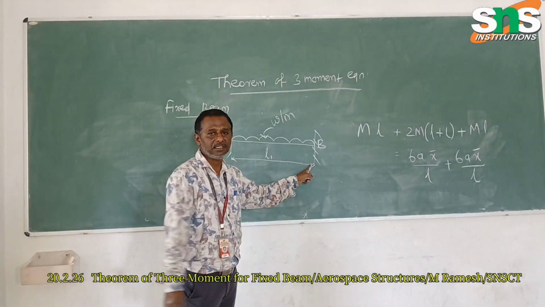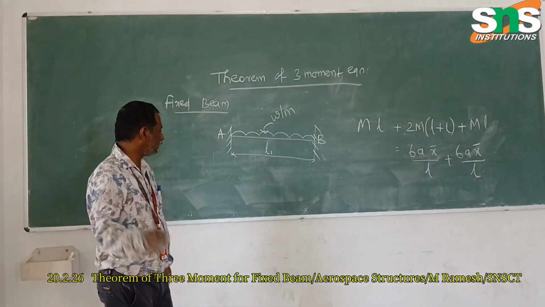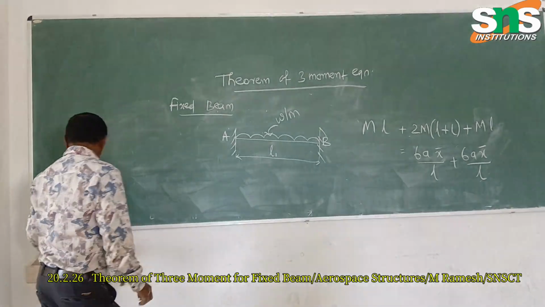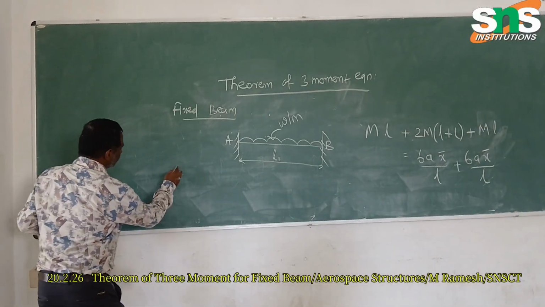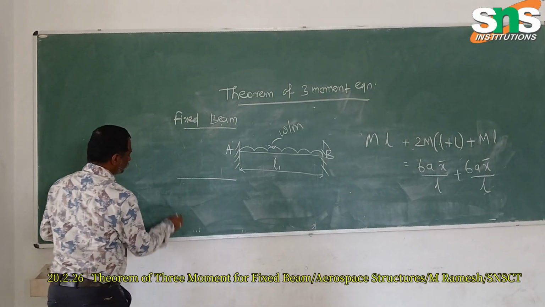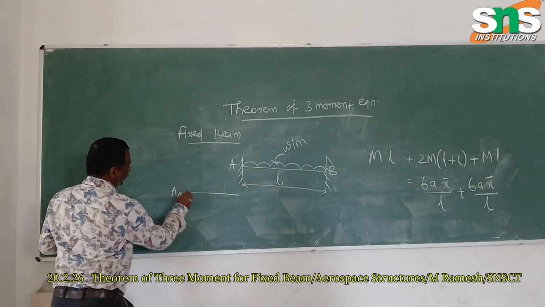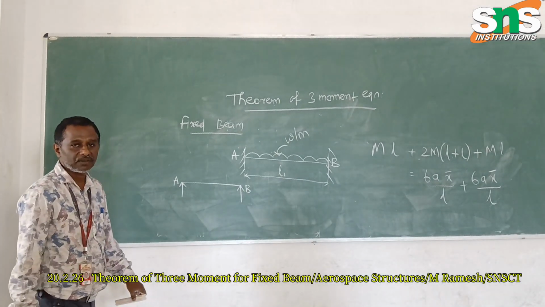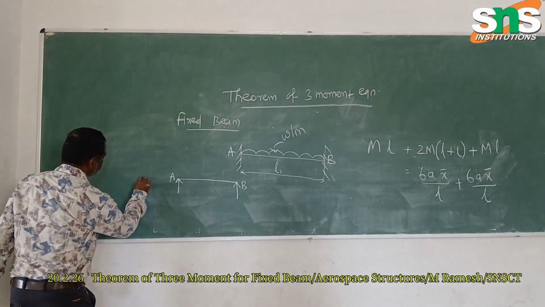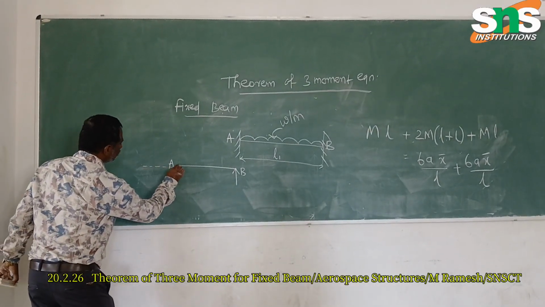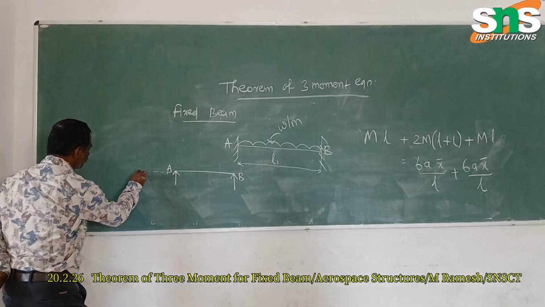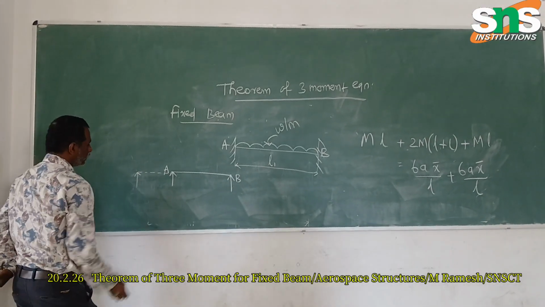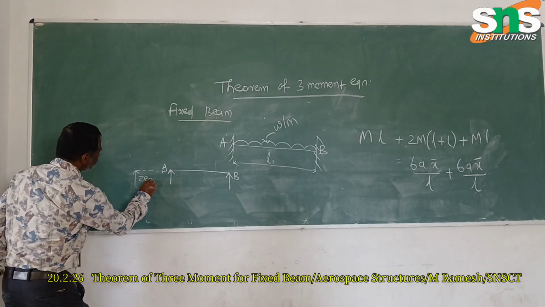To find these two, we have to have an approach. The approach is to consider AB as simply supported, and we extend this with an imaginary part, a dummy supporting region having zero span.